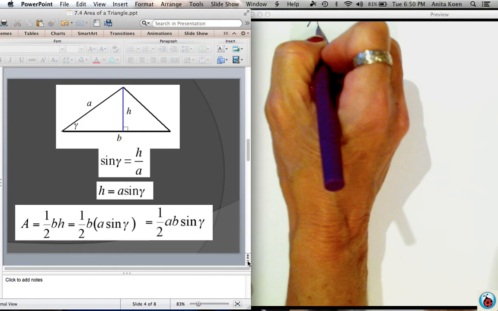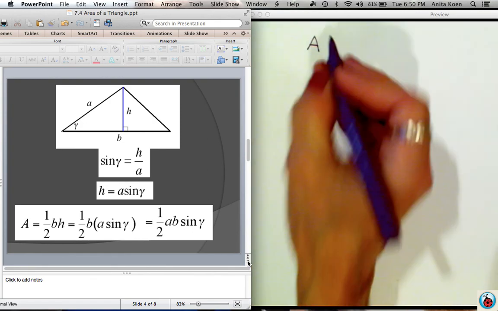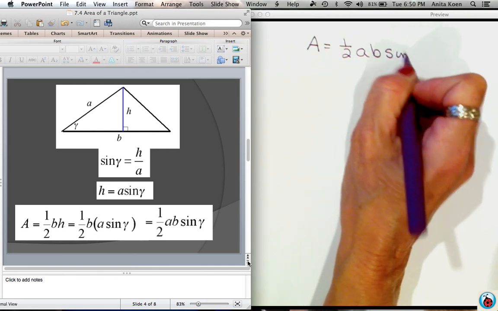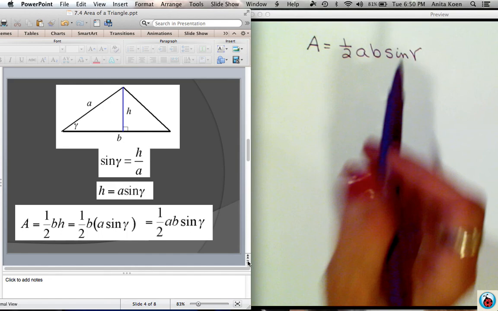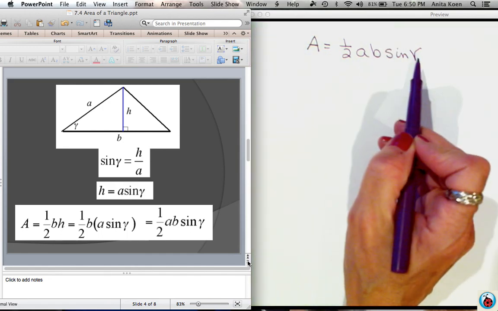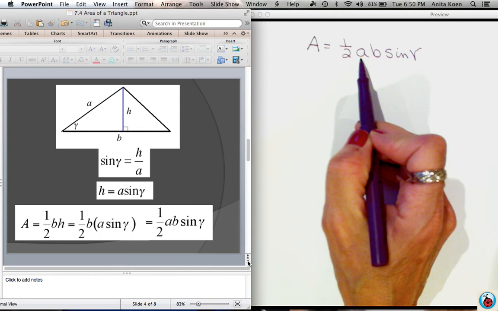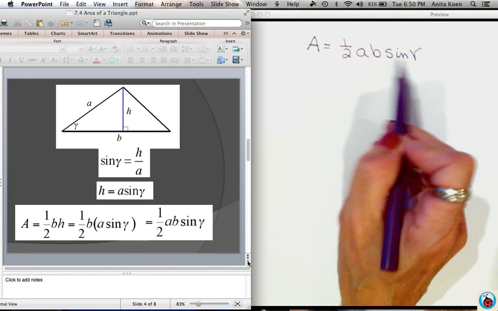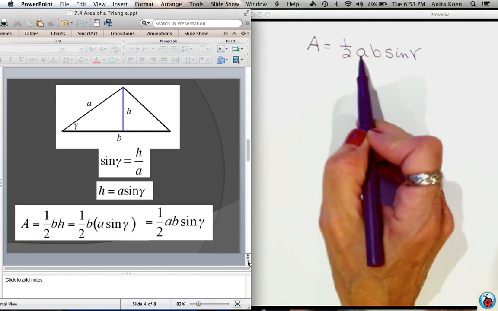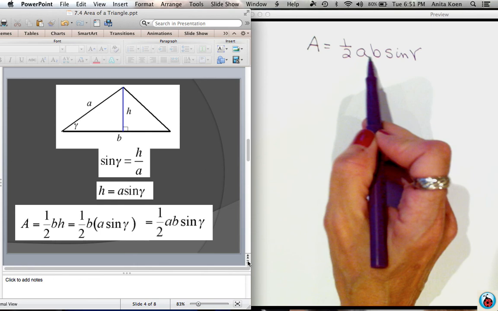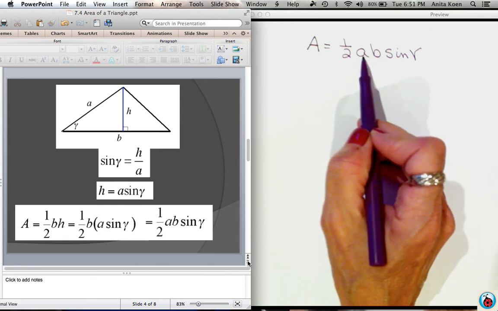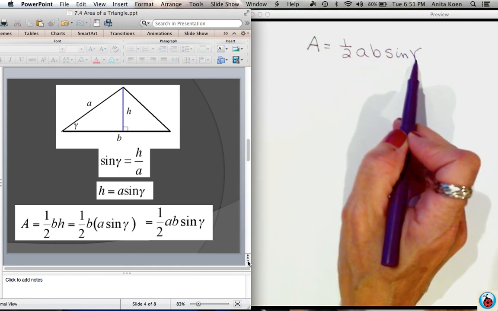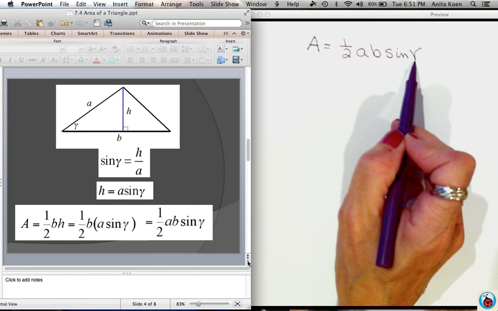This is the formula that we're going to use if we know two sides of the triangle and the included angle. Now recognize that you know that these are two sides and the included angle because gamma is not directly across from either of these two sides. Because if it was the angle across from a, it'd be alpha. If it's the angle across from b, it'd be beta. Since it's gamma, we know it's the two sides and the included angle.